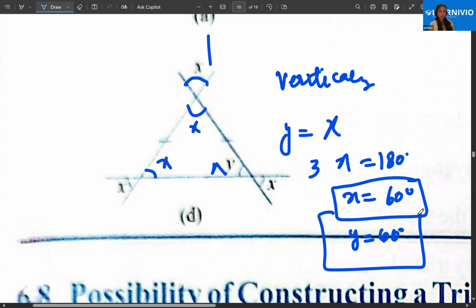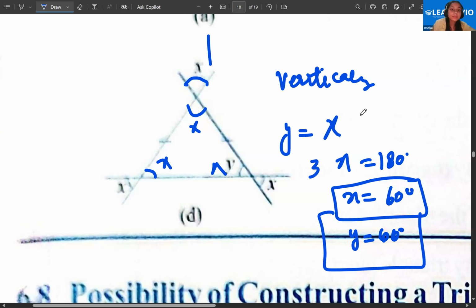It was very easy. You didn't even have to calculate, but you need to remember a few things. Ma'am, if in an exam they ask this question, then instead of using the exterior angle, can we convert the exterior angle into interior? Yes.